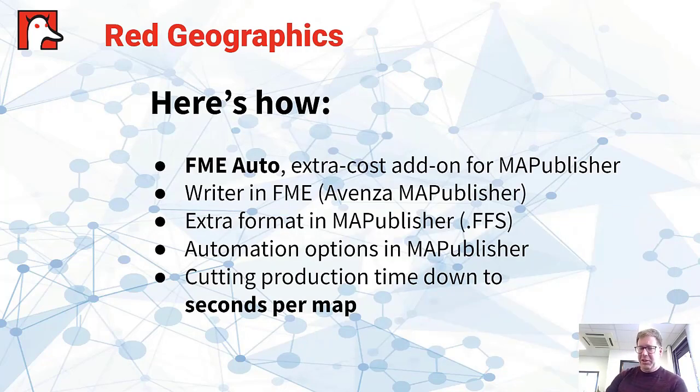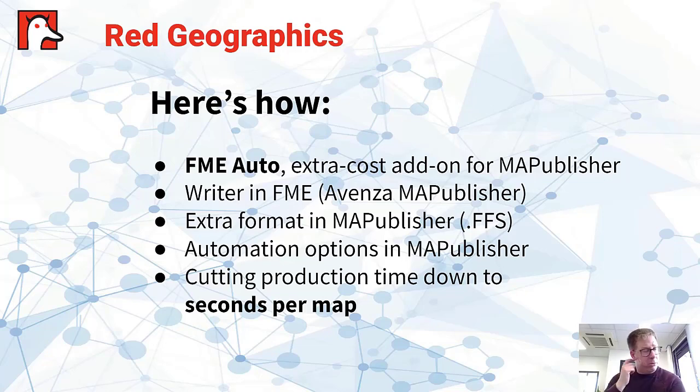So here's how we usually set this up, and we make use of FME Auto. FME Auto is an extra cost add-on for MAPublisher. You can order it through Avenza or through partners like Red Geographics. And it consists basically of two things. It's a writer in FME. So a writer is a component in FME that writes out data to another format. And then for MAPublisher, it turns into an extra input format, which is the FFS format, FME's internal storage.